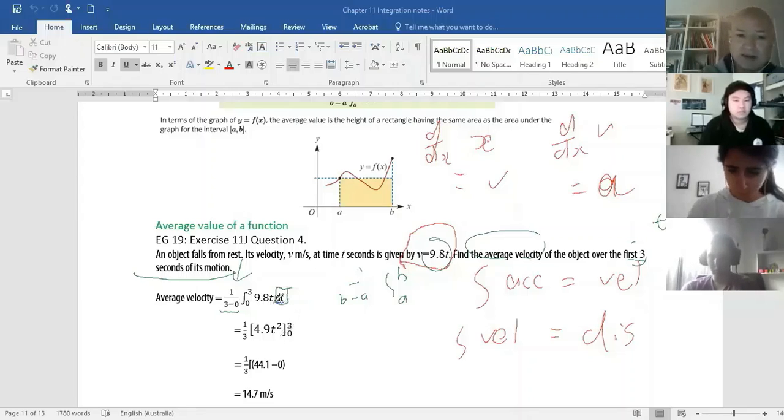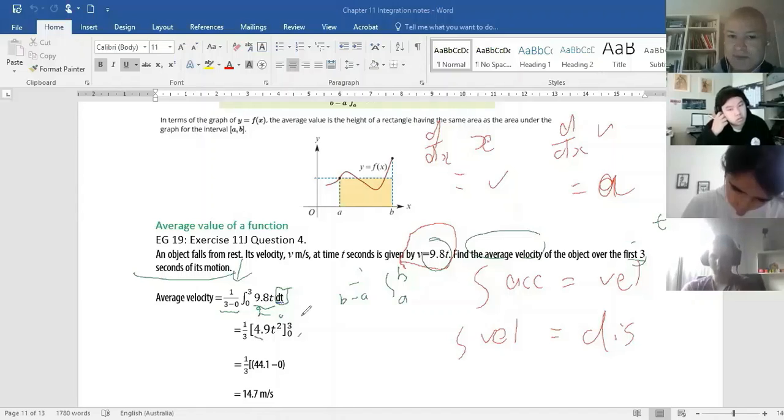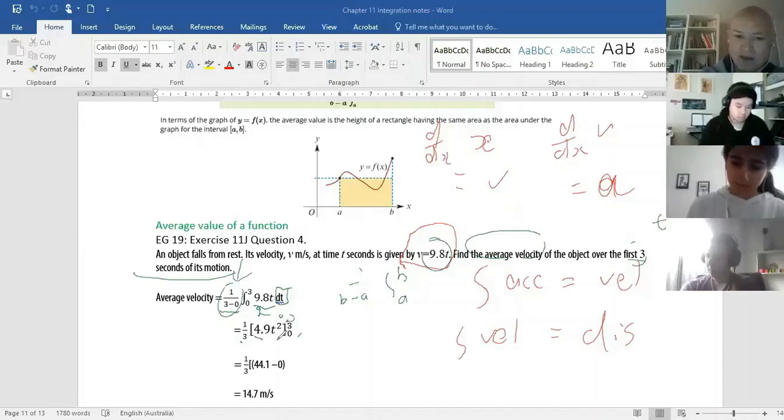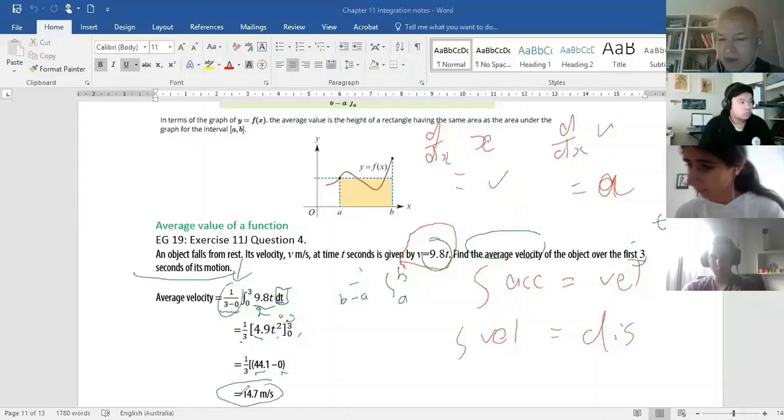So integrate it. If I integrate 9.8t, remember I add 1 to the power, it becomes t squared, and I divide by the 2. 9.8 divided by 2 gives me the 4.9 between 0 and 3. And 1 divided by 3 minus 0 is just the third. Substitute the 3 in. So 3 squared times 4.9 is 44.1, minus the 0 in, I get 0. 44.1 minus 0 divided by 3, that whole thing is 14.7. Any questions there?